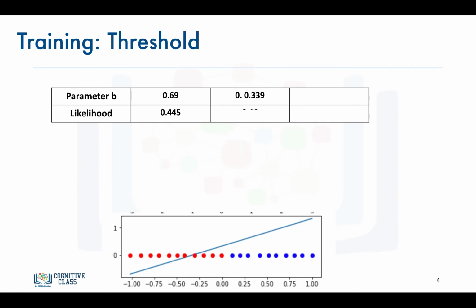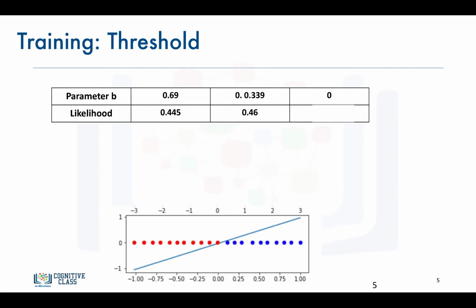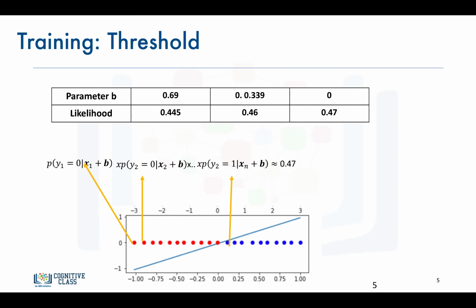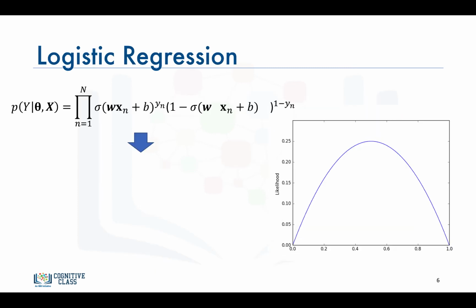Now in this example, the line seems to be better at fitting the data, and we can calculate the likelihood accordingly. We get 0.46. And for the final line, which seems to do the best, we can also calculate the likelihood. Our goal is to obtain the parameters that maximize this likelihood function. So just like flipping a coin, we can come up with an expression for the likelihood.